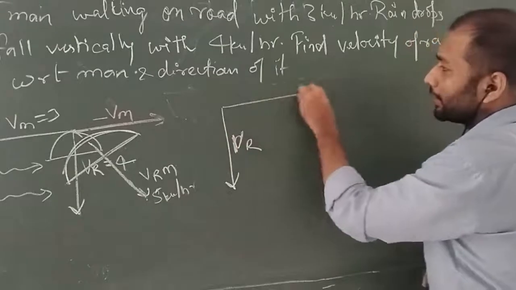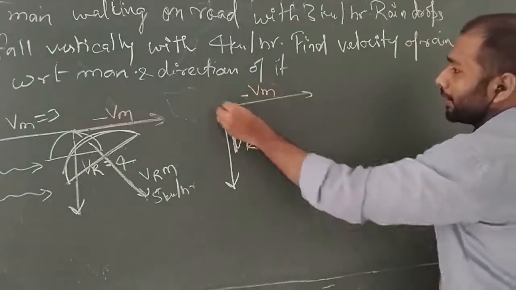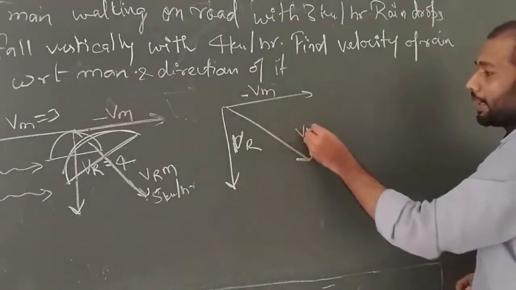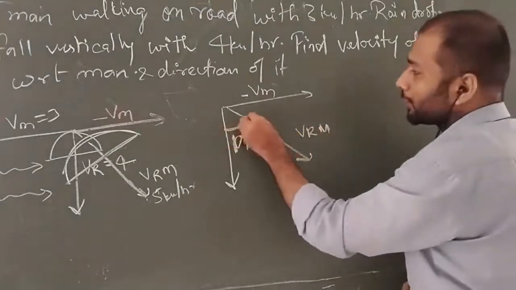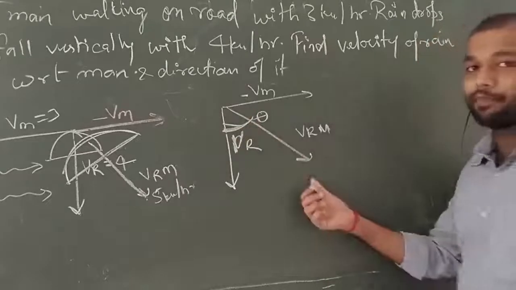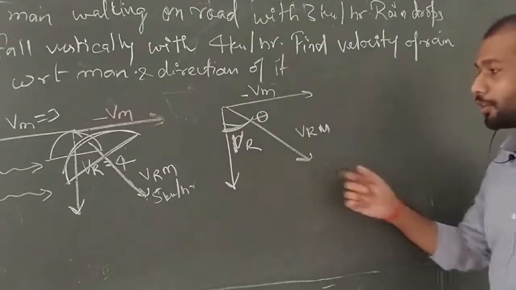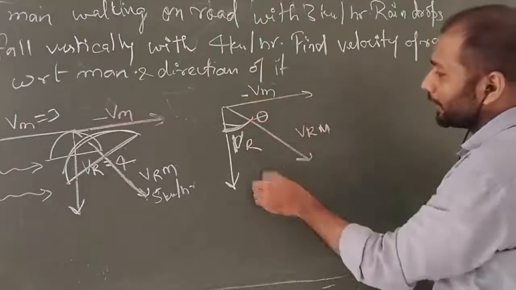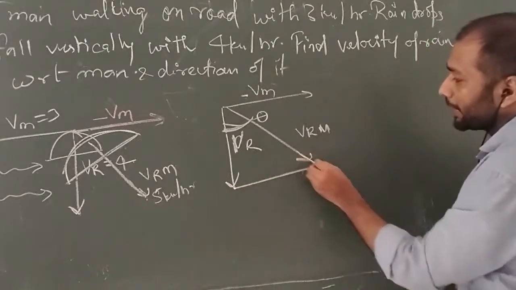Okay, this is our VM. And what is that? This is the VRM. So what I was saying to you is that this is, let's say, theta. This is the theta by which he has to rotate his umbrella. So now again, if I bring this VM over here, it is forming a complete triangle now.